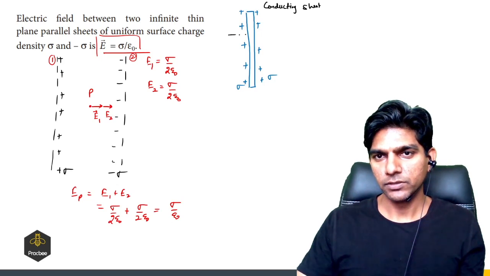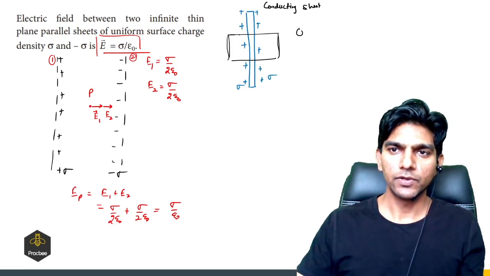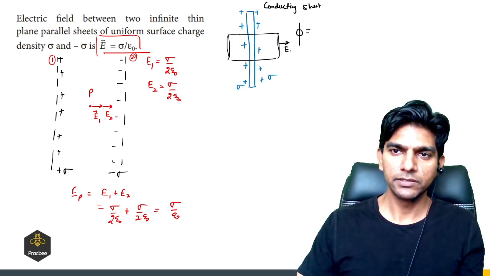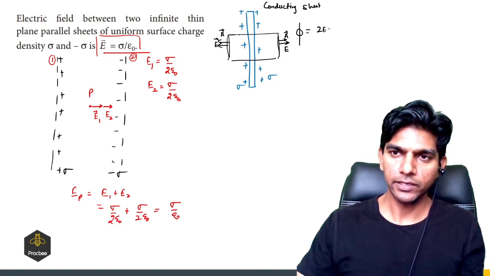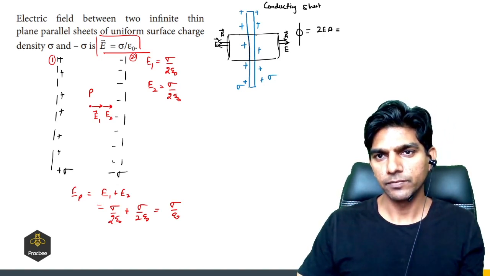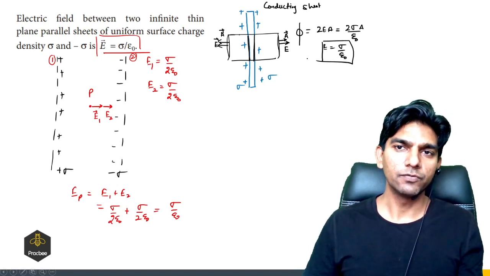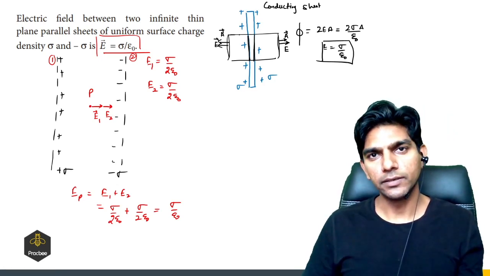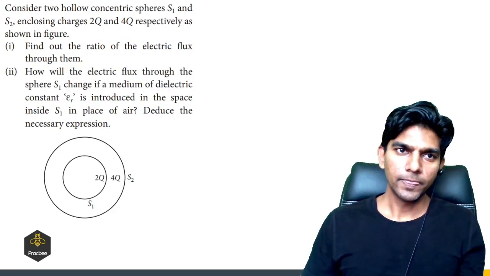If I consider a Gaussian surface like this, again we can say the flux will be: electric field is in this direction, area vector is in this direction. Similarly, the electric field here will be in the left direction, area vector is in the left direction. So it will be 2 times EA, and now we have two surfaces, both with area A and surface charge density sigma. So it will be 2 sigma A by epsilon naught. So here E comes out to be sigma by epsilon naught. So do remember this: if we have a conducting surface, then just outside the conducting surface, the field will be sigma by epsilon naught.